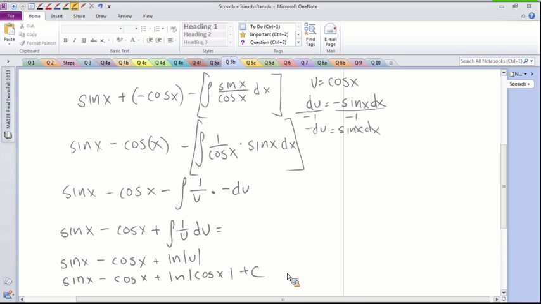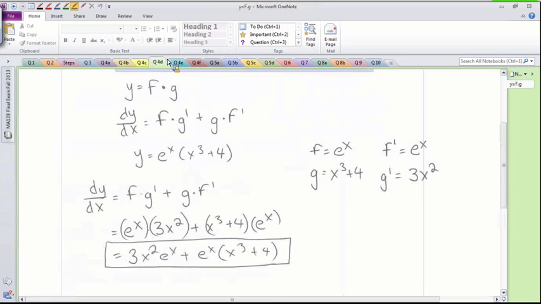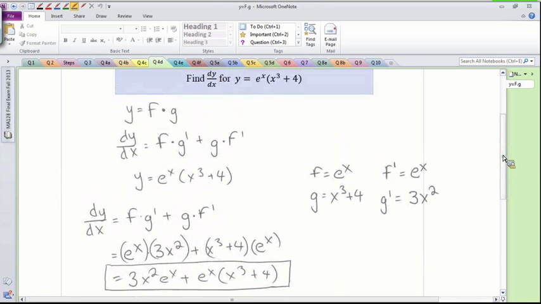So I have a question for 4D. So 4D, y is equal to e to the x times x to the third plus 4. So it's a product because it's e to the x times x to the third plus 4. So to find the derivative, we will have to use the product rule.